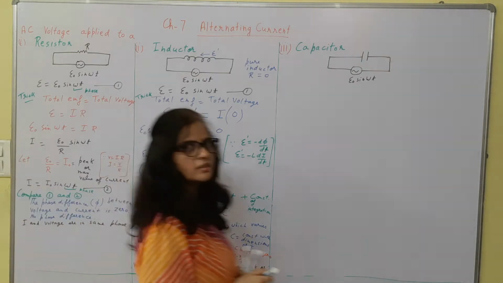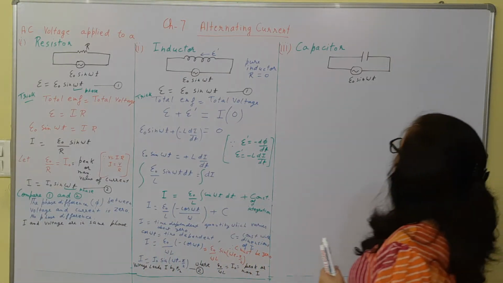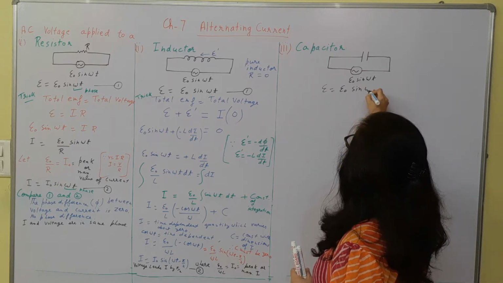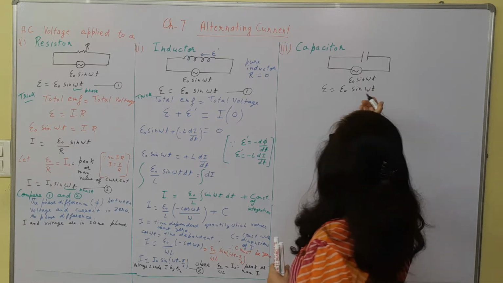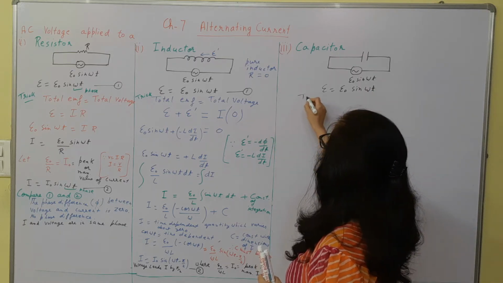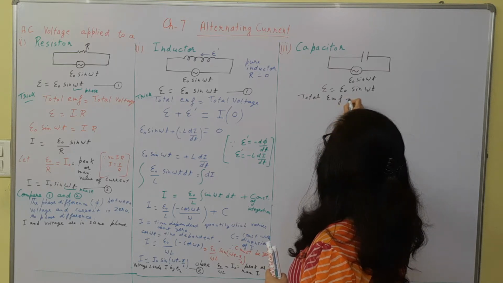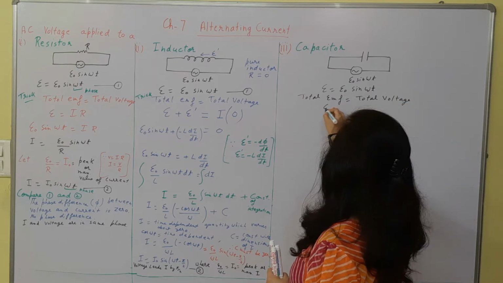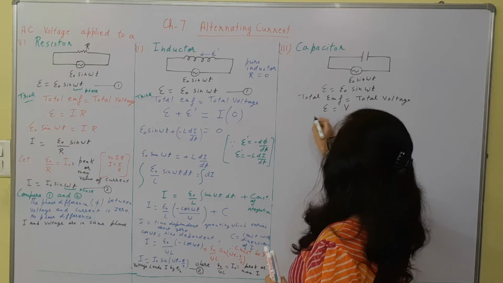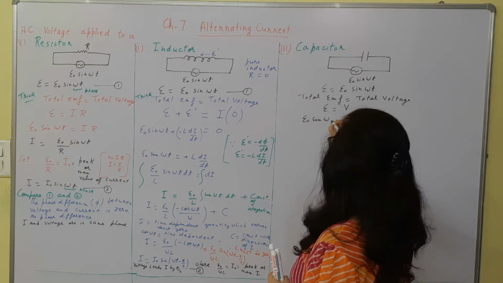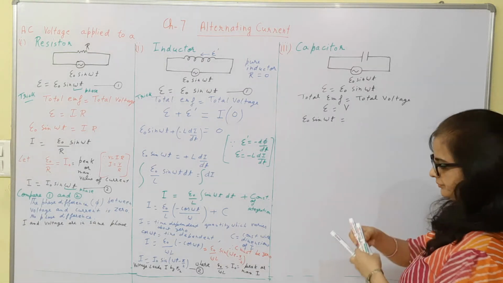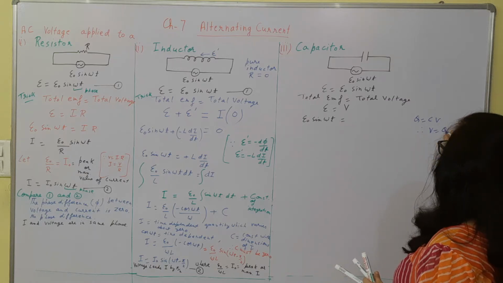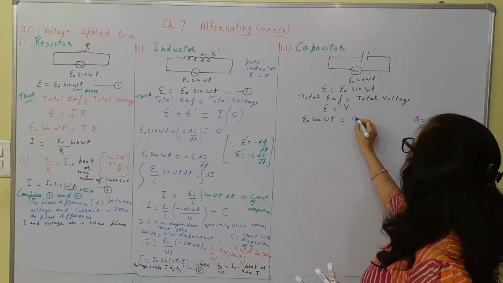Similarly, for a capacitor, we can use a similar concept. We know that this is the voltage applied, and we know again total EMF is equal to, so you can write down E is equal to V, and this can be written E naught sin omega t, and this can be written as, you know the relation, Q is equal to CV. So therefore V can be written Q upon C.